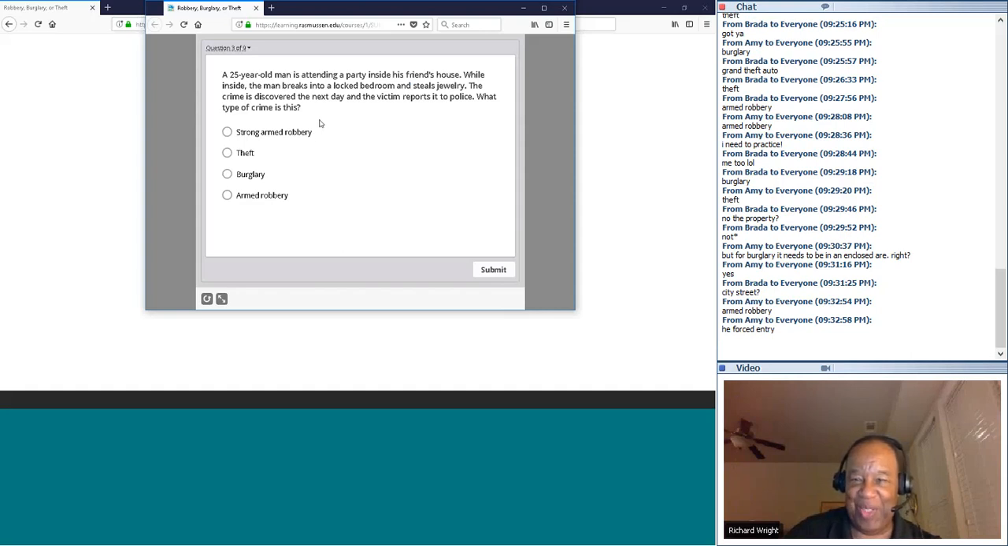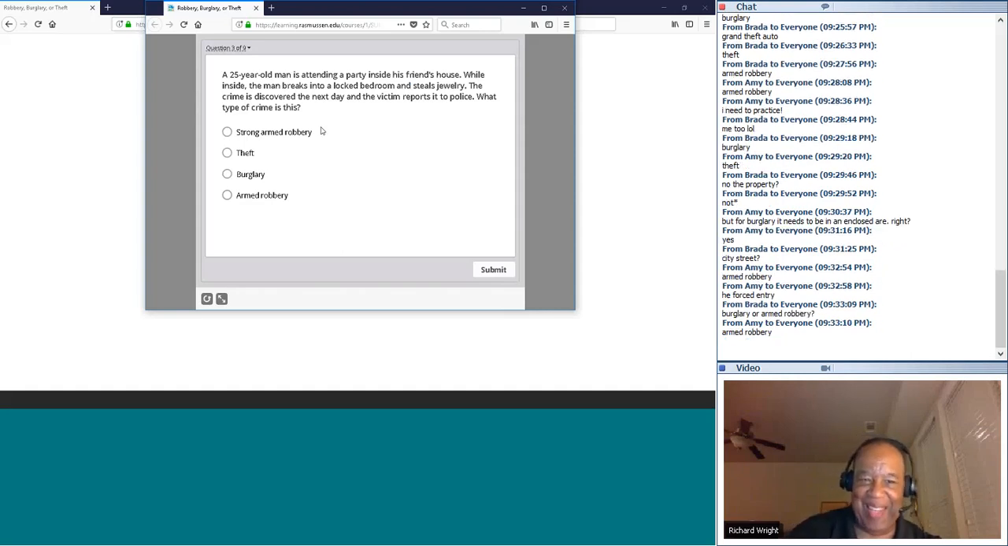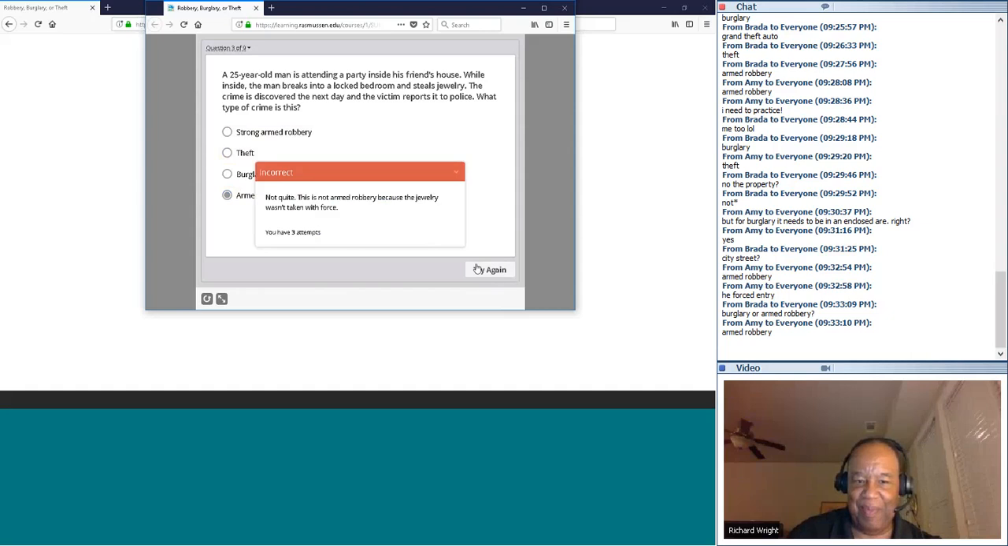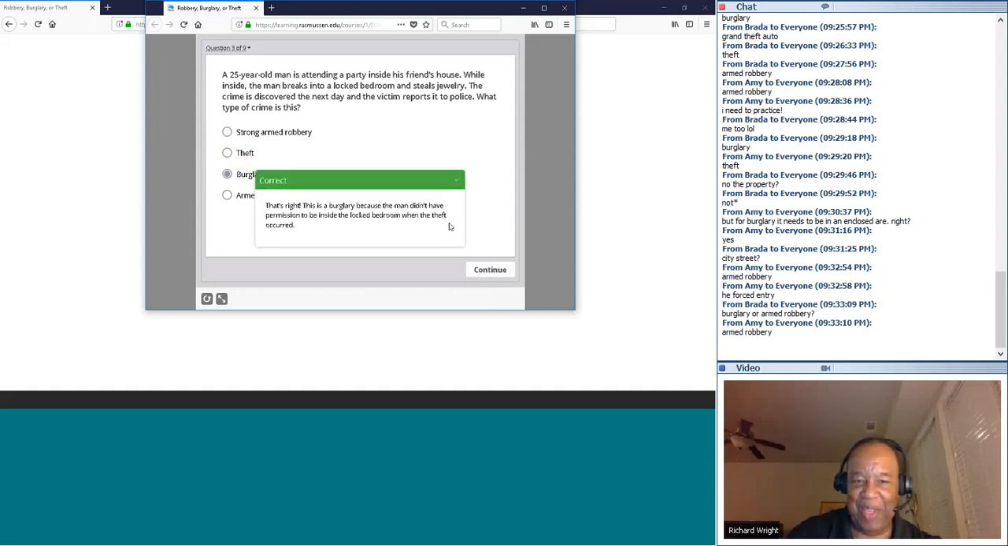I don't see forced entry as one of them. Okay. First of all, if you're thinking armed robbery, you're not going to get it. This is not armed robbery because the jewelry was not taken with force. And one of you said burglary, and that's the correct one. Remember, this is a burglary because the man didn't have permission to be inside the locked bedroom.